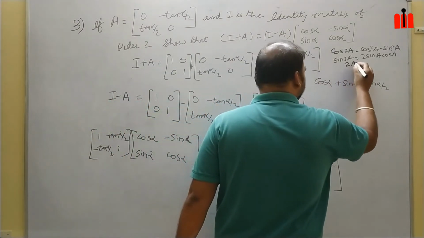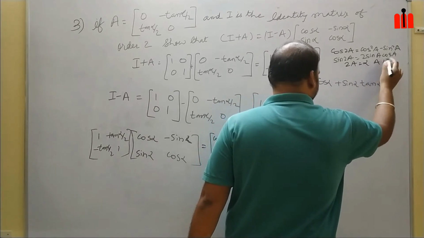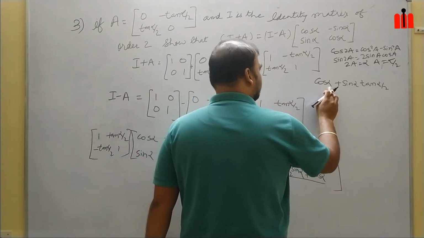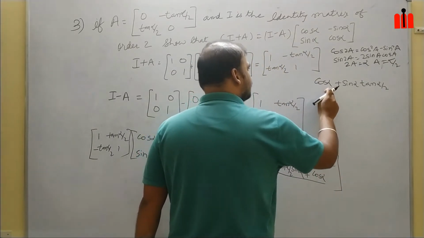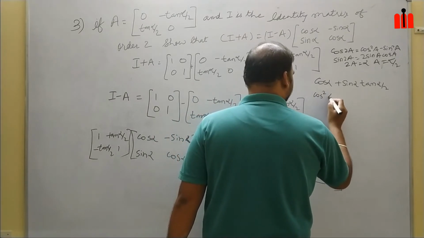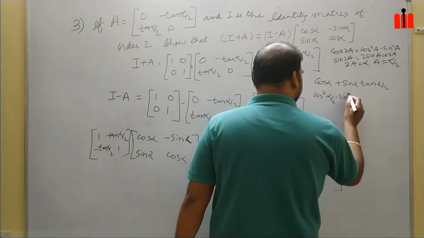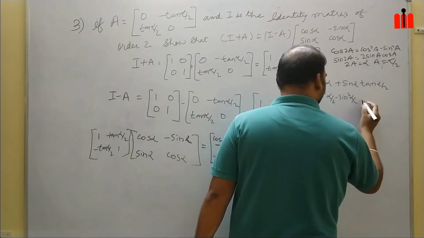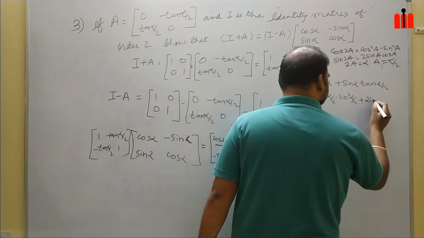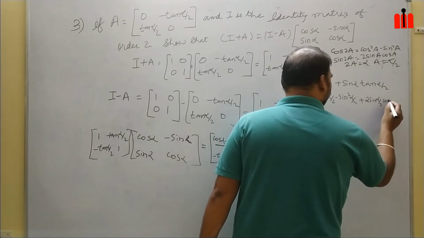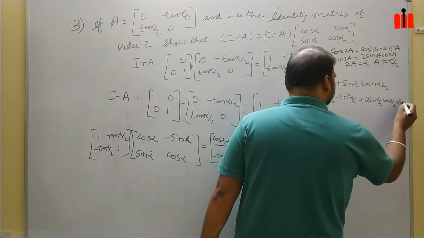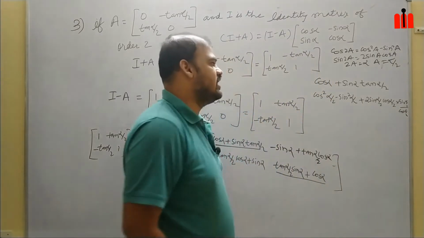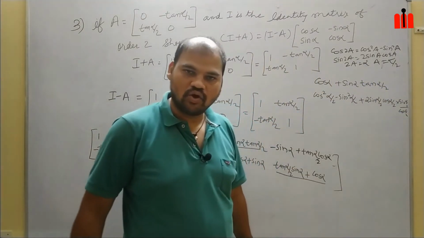Here 2a equal to alpha. So what will be a? A will be equal to alpha by 2, right? So here cos alpha means cos 2 into alpha by 2. So I will get cos square alpha by 2 minus sin square alpha by 2. Okay, here sin alpha can be written as 2 sin alpha by 2 cos alpha by 2, plus 2 sin alpha by 2 cos alpha by 2 into sin alpha by 2 divided by cos alpha by 2. Okay, tan alpha by 2 I have written as sin by cos.